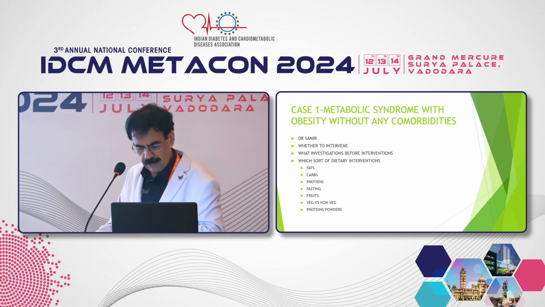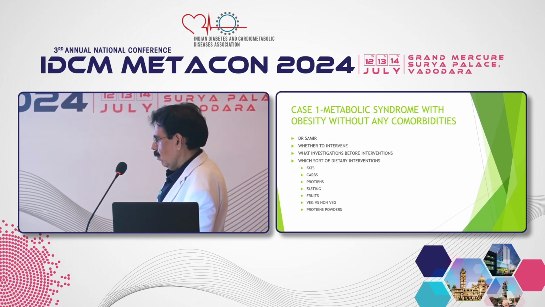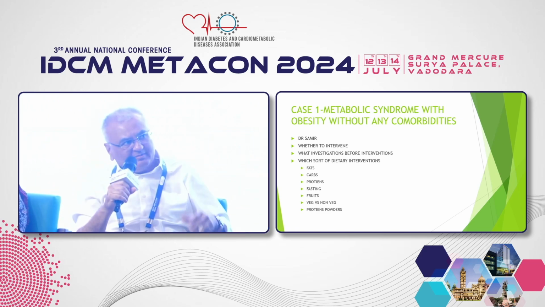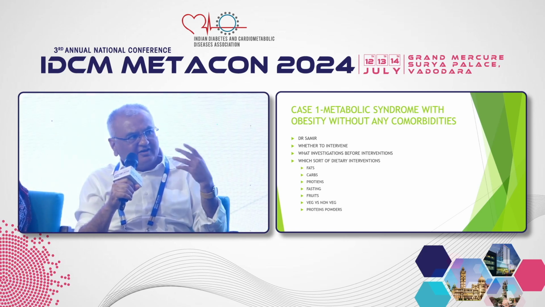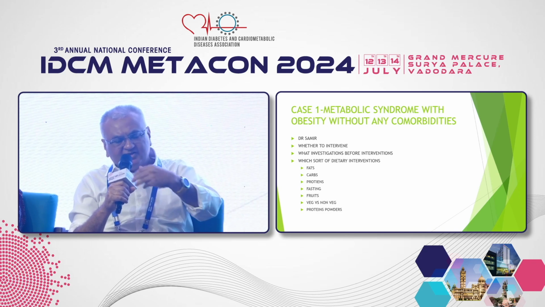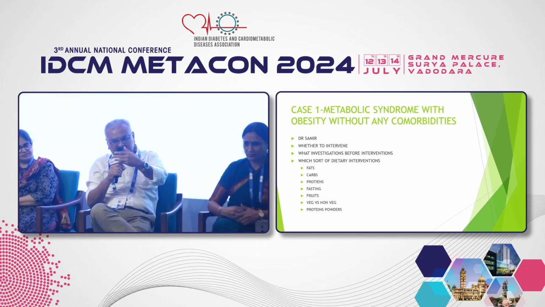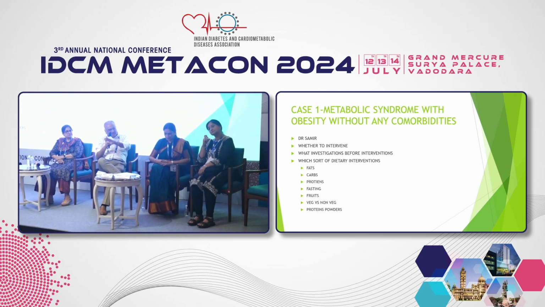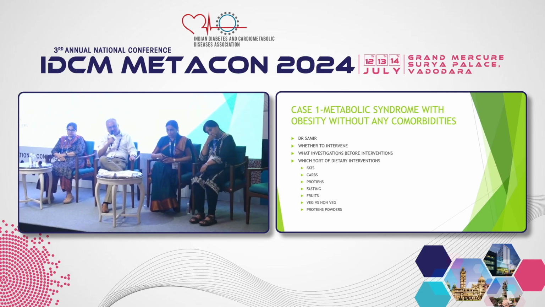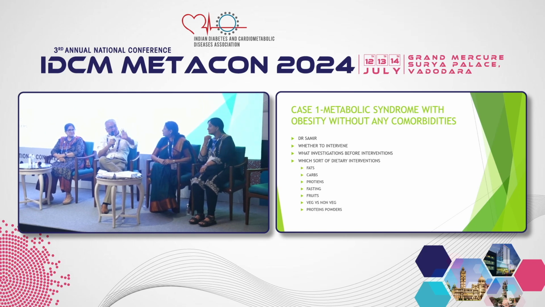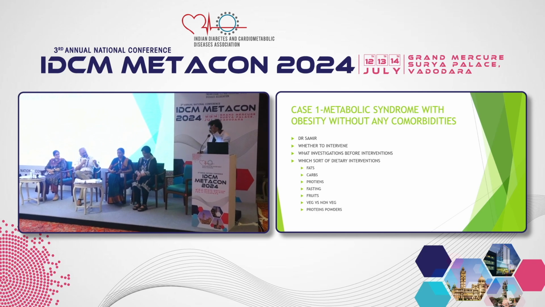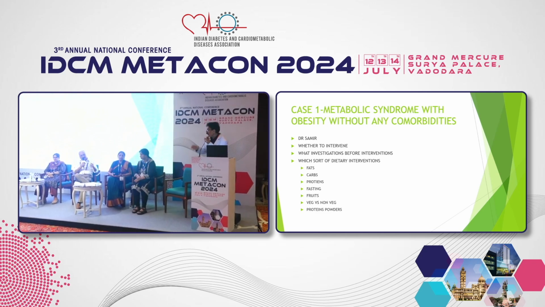If he's just overweight, not obese, like obese means it's more than 27.5 BMI. So for overweight, the treatment is different. Type 1 obesity, type 2 and 3 will have a different approach, of course. But he has metabolic syndrome, but no comorbidity, so no diagnosed hypertension, no diagnosed dyslipidemias. But you intervene, that's what I'm telling you.